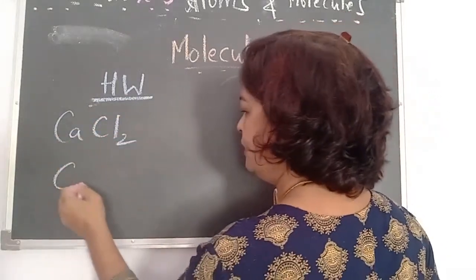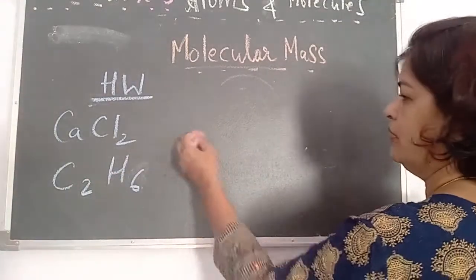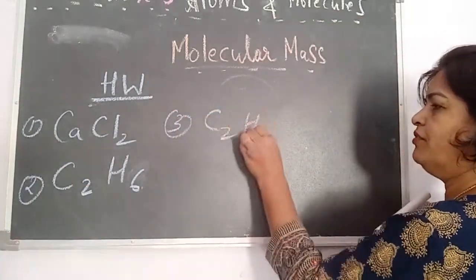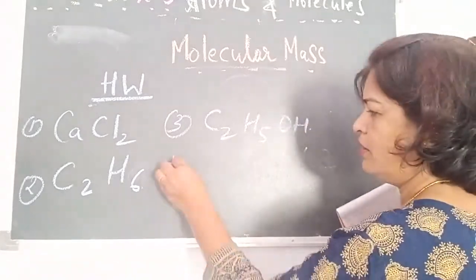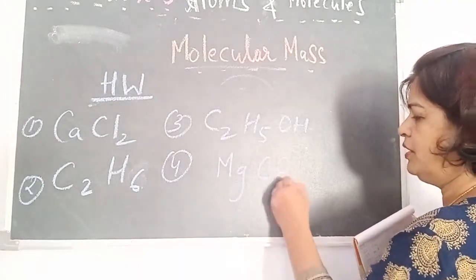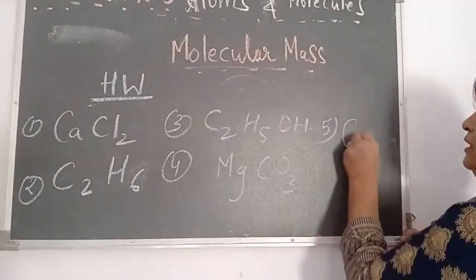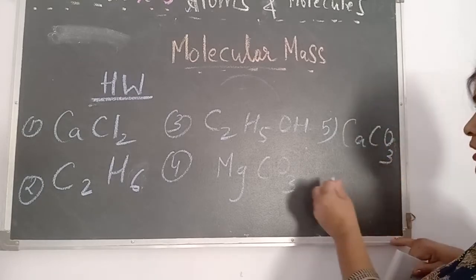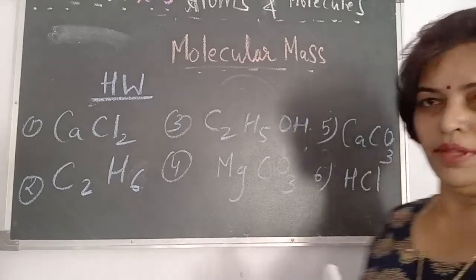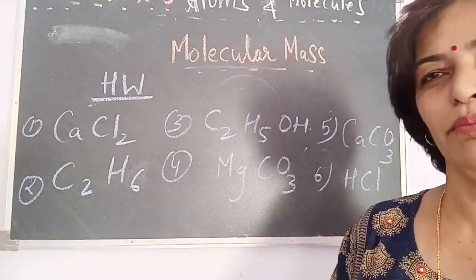CaCl2, C2H6, then 1, 2, 3, C2H5OH, okay, 4, MgCO3, okay, then 5, CaCO3, okay, and 6 is HCl. Understood, children? So this is your homework. Please do them. And in case you don't understand, please ask me.